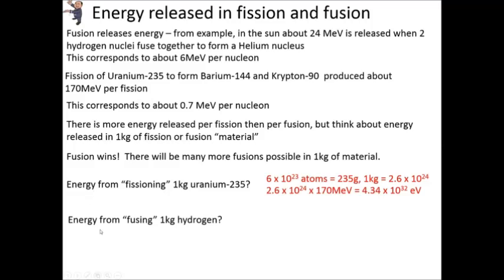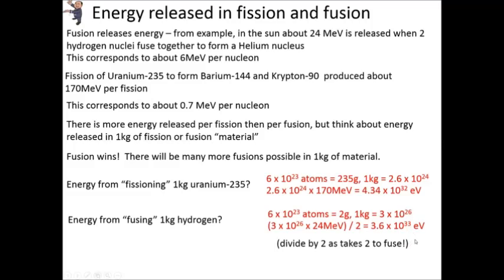But now let's do the same idea for fusing. If we fuse 1 kilogram of hydrogen, 6 times 10 to the 23 atoms is only 2 grams, so 1 kilogram of hydrogen is going to give us 3 times 10 to the 26 atoms or nuclei to fuse. So let's do each of those. 3 times 10 to the 26 times by the amount we get out from one fusion, but here we've got to divide it by 2, because remember we need 2 nuclei to fuse, and we get there 3.6 times 10 to the 33 electron volts.